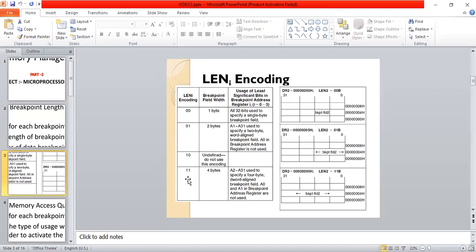11 is a breakpoint field width of 4 bytes. A2 to A31 are used to specify the 4-byte debug word aligned breakpoint fields. A0 and A1 in the breakpoint address registers are not used, as here it is 32 bits if we give from A0 to A31, but here it does not use A0 and A1.